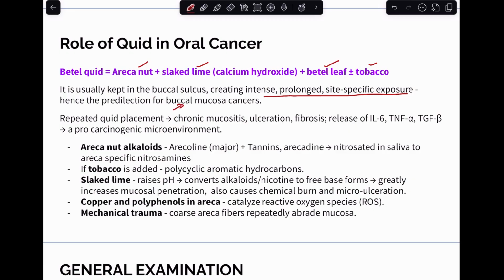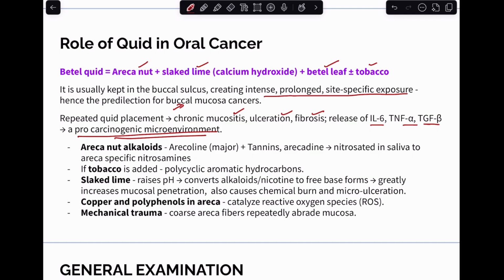Therefore, that is the reason you can see that betel quid users have a predilection for buccal mucosa cancer. As you repeatedly place quid in the same region, it leads to chronic mucositis, ulceration, fibrosis, and release of interleukin 6, TNF alpha, and TGF beta. All of these factors together lead to the development of a very pro-carcinogenic environment. Let's talk about how each one of the components that I mentioned causes cancer.